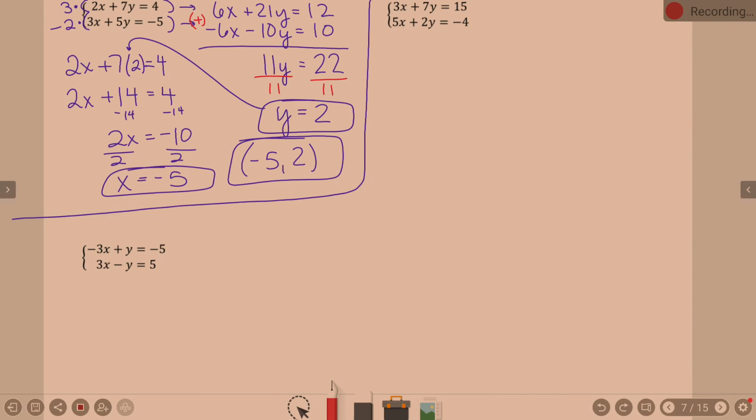Okay, 2 more. The bottom one's kind of a special case. We'll get to that one in a moment. Let's look at this one: 3x plus 7y equals 15, and 5x plus 2y equals negative 4. Do you want to eliminate x's or y's?